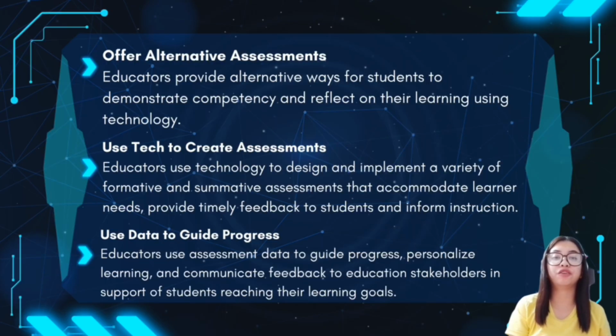Number 1 is offer alternative assessment. Educators provide alternative ways for students to demonstrate competency and reflect on their learning using technology. Not all students perform well on traditional tests. Some students may be more visual, others may be better at speaking or creating. To truly assess what students know and can do, educators must offer alternative assessment methods that allow learners to demonstrate understanding in ways that suit their strengths.